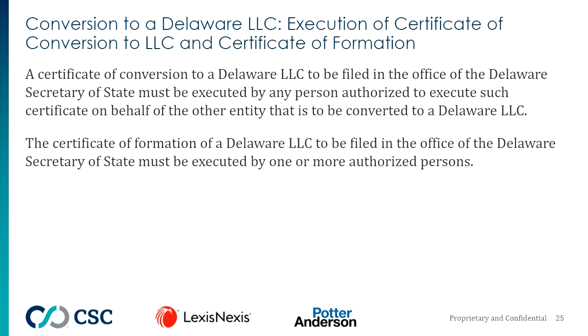So we'll now move on to execution of the certificate of conversion and certificate of formation. Section 18-214(b) of the Delaware LLC Act requires each of these certificates to be executed in accordance with Section 18-204 of the Delaware LLC Act. And this section provides that a certificate of conversion to a Delaware LLC must be executed by one or more authorized persons authorized to execute the certificate on behalf of the other entity that's converting to a Delaware LLC. The certificate of formation, meanwhile, must be signed by a person authorized to do so on behalf of what will be the converted Delaware LLC.